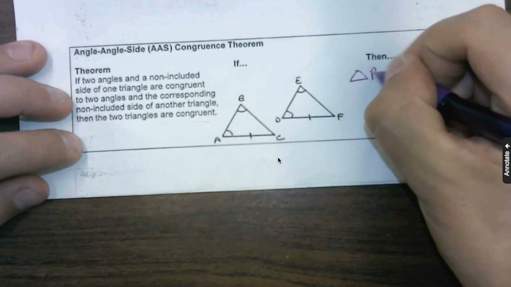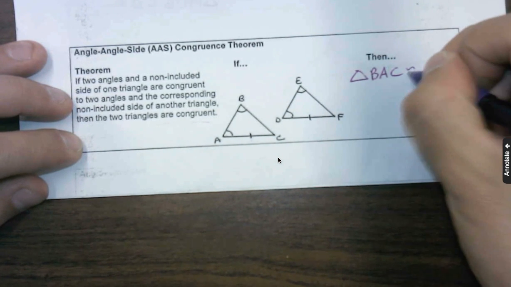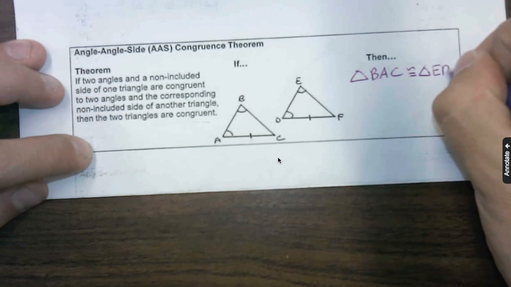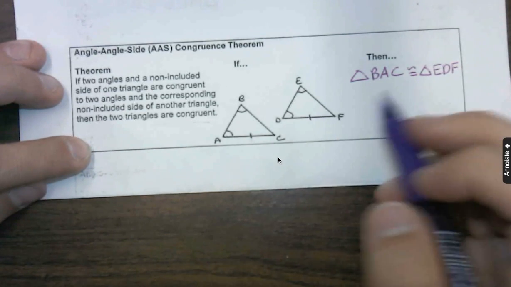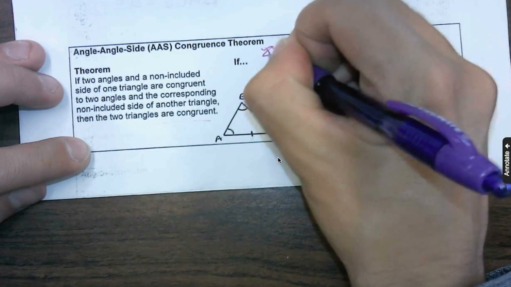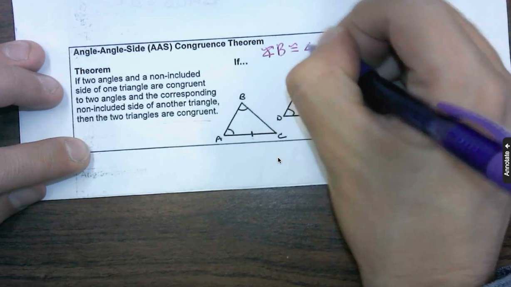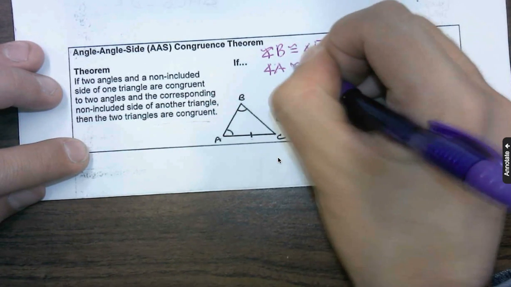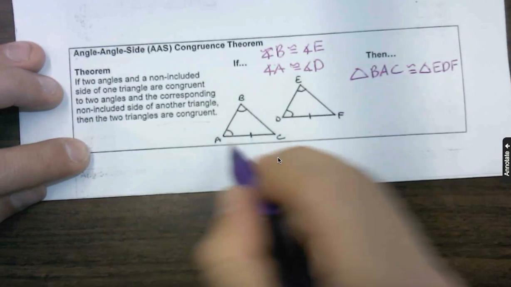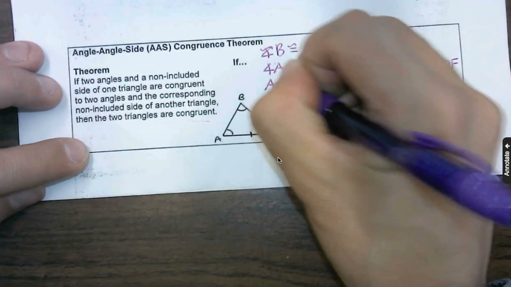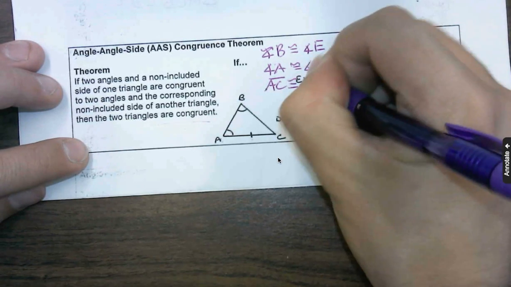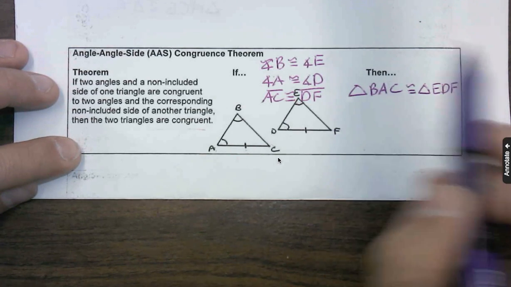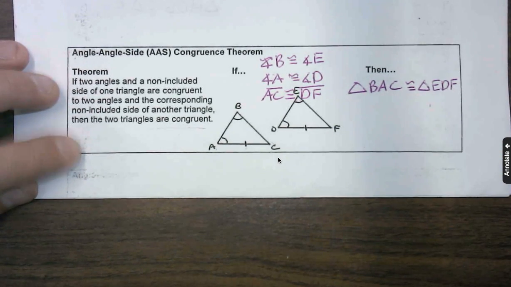So based off of this, we can say that triangle BAC is congruent to triangle EDF. And this is again based off of how angle B is congruent to angle E, angle A congruent to angle D, and the segment AC congruent to DF. Those are fair game. Collectively, when we can say this, we're allowed to say that the triangles are congruent.